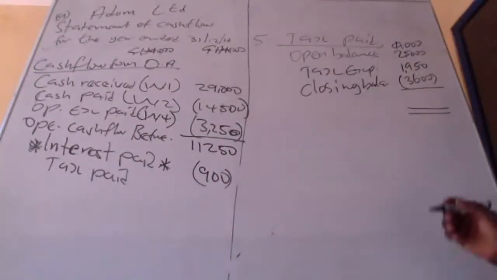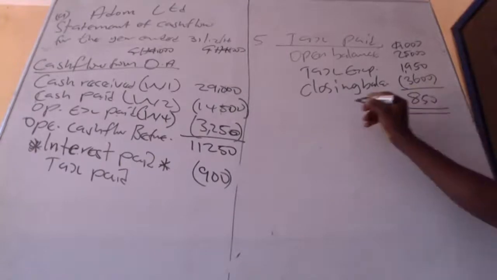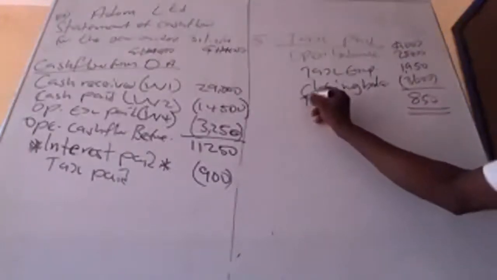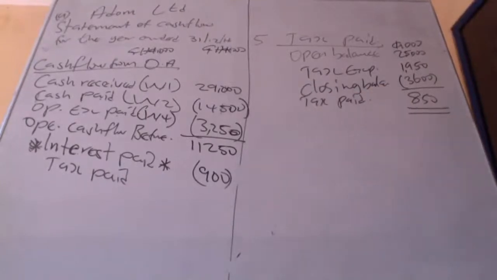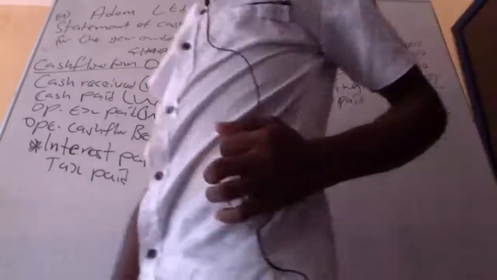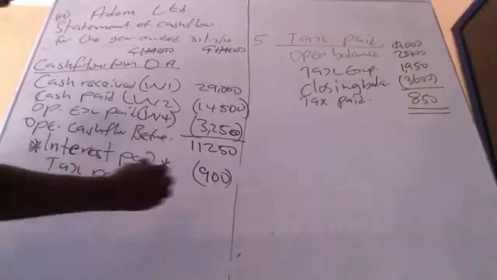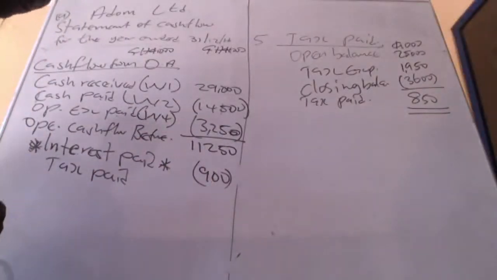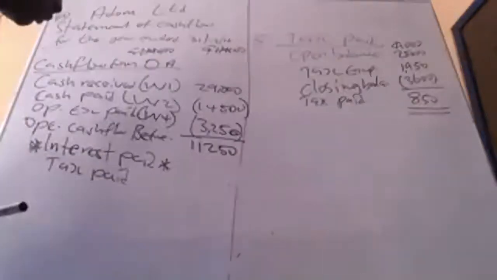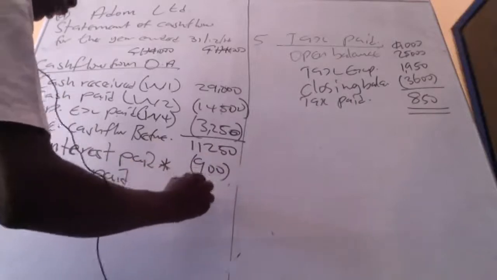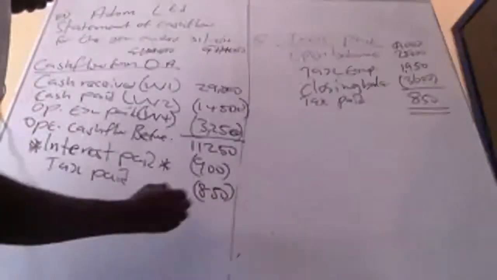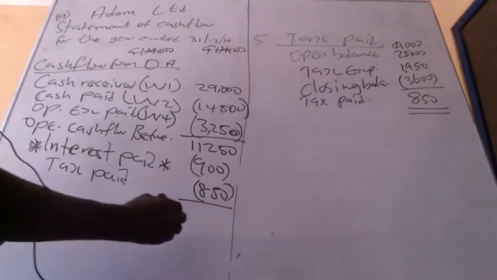So is that 850? So that's the tax paid. So we can name it tax paid. Good. Then you are done. So tax paid is 850. Let me shift this one upwards a little for us to get a place to write the tax paid there. So 900 and then 850. Good. So that's the end of the game.